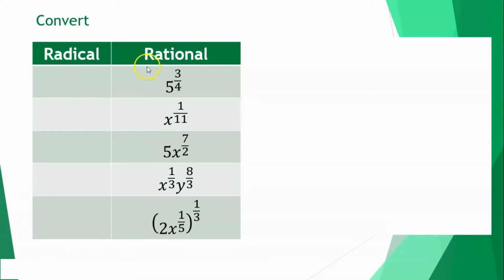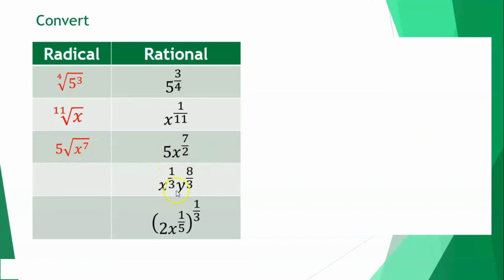Okay, now let's rewrite this from rational to radical. Now take note, 5 to the power of 3 over 4. The 4 here is our denominator, so automatically this will be our index. So that would be 4th root of 5 cubed. This one here, our denominator is 11, so that will be our index. So that would be 11th root of x to the power of 1. And take note here, 5x to the power of 7/2. Take note, the 7/2 only applies to x. So writing this in radical form, this would be 5 times the square root of x to the power of 7.